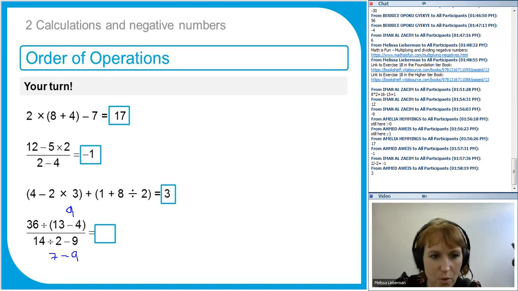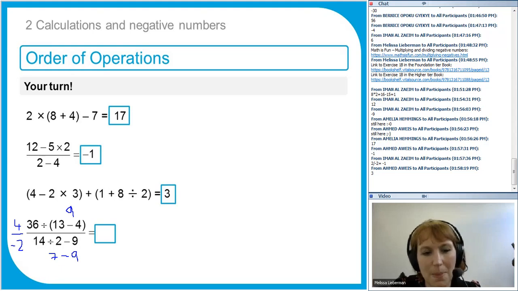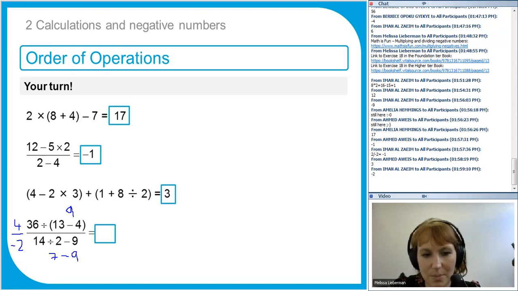So 36 divided by 9 is 4. I know I'm being very messy here, I've only got one space to write my answer. Divided by 7, take away 9, minus 2 on the bottom. So 4 divided by negative 2 is a negative answer because the signs are different, and 4 divided by 2 is just 2. Did you get that?